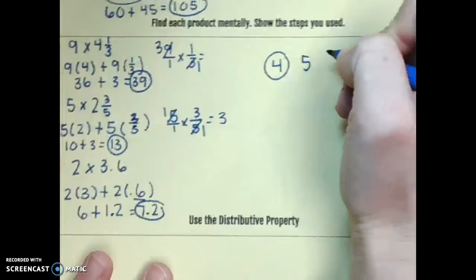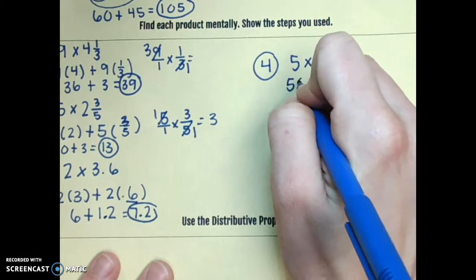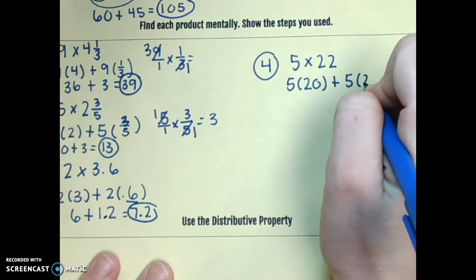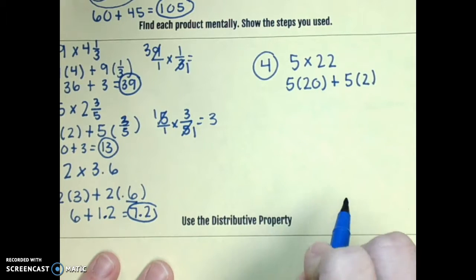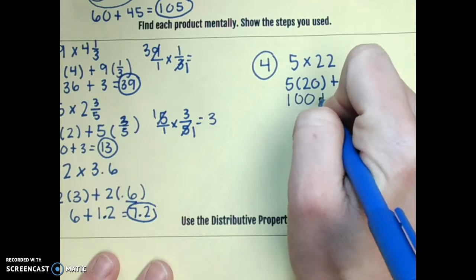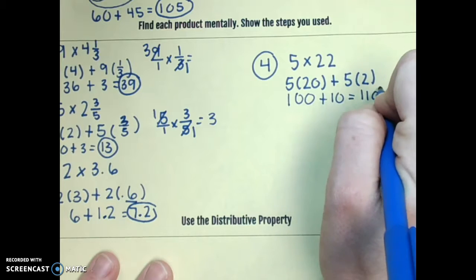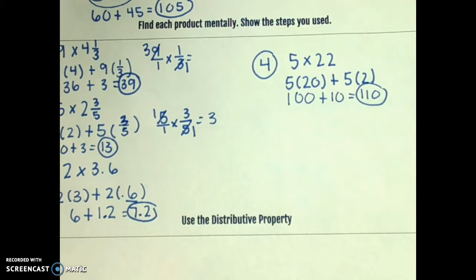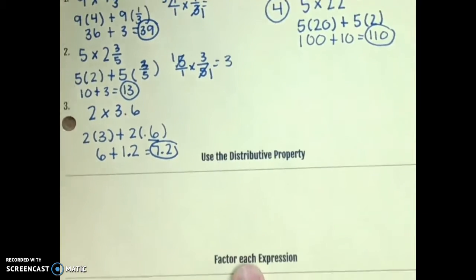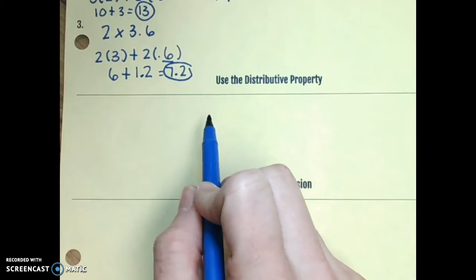So we have 5 times 22. So we have 5 times 20 plus 5 times 2, because 20 plus 2 is 22. 5 times 20 is 100. 5 times 2 is 10. And we get 110. So that's how you find each product mentally. Now we're going to use the distributive property down here. We're going to do 4 different ones, and we're just going to go 1, 2, 3, 4.